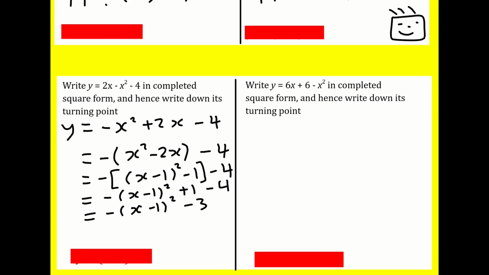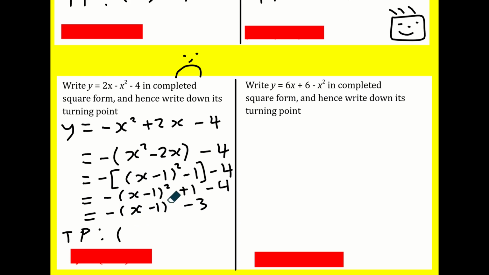Now this is the first one that I've done in completed square form where it's actually a sad quadratic. It's going to be a maximum. This thing is always less than or equal to 0. It's still a turning point. I'm just pointing out that it is a maximum.